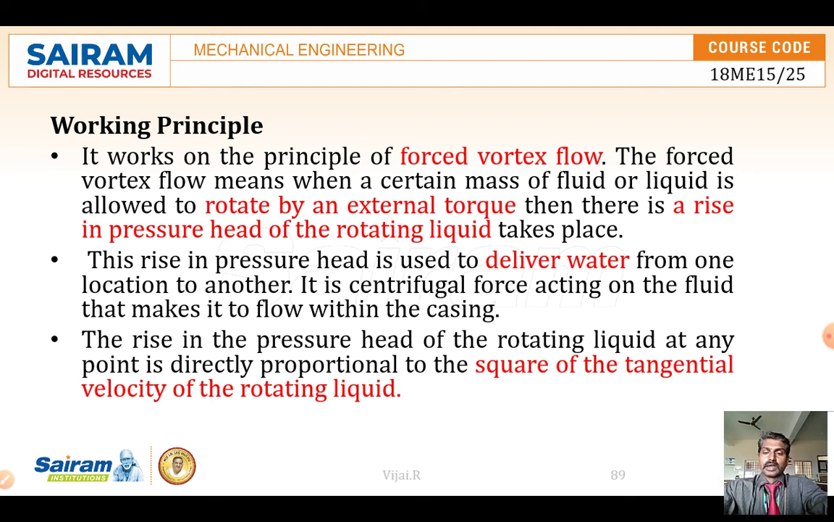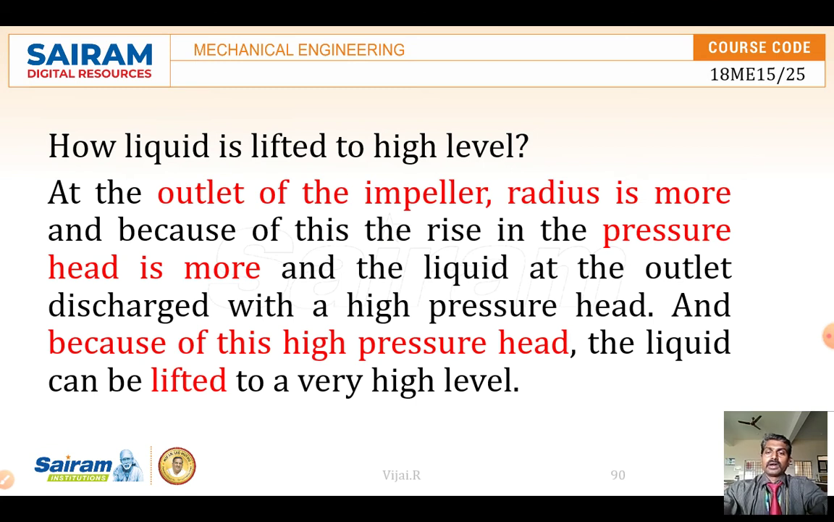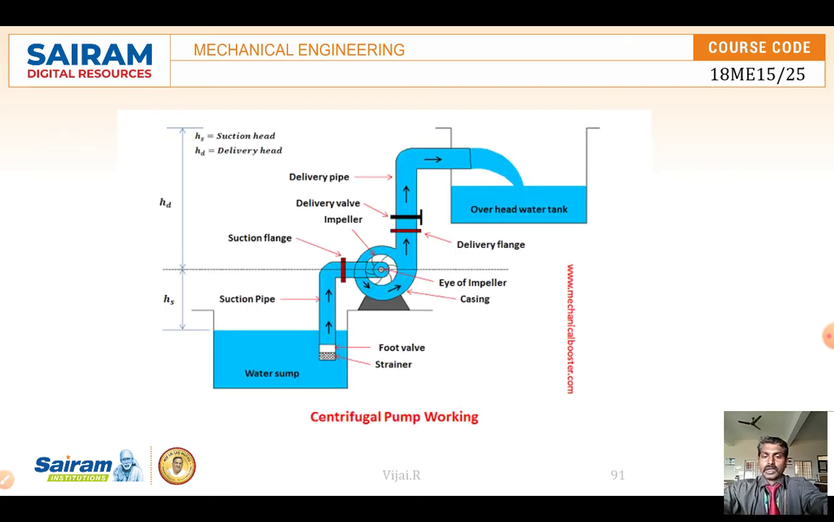The rise of the pressure head is directly proportional to the tangential velocity of the rotating liquid. The outlet radius of the impeller is larger, so the pressure head is higher. Because of that, the liquid discharges at the outlet with a higher pressure, and because of the higher pressure the liquid reaches any height. We can see the centrifugal pump construction here. There is a water sump and the pump is at the center.